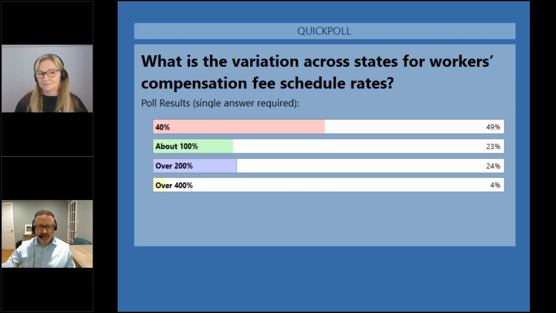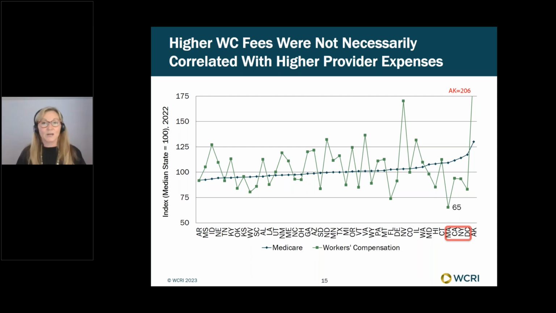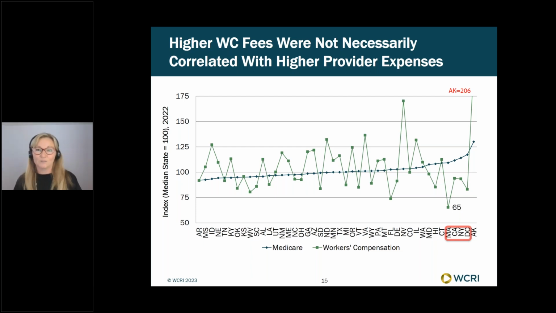So, it looks like 49% said 40%, 23% said about 100%, 24% said over 200, and only 4% said over 400. So there you go, Olesya. Yeah, and it's great to hear from you. And for workers' compensation, we actually observed slightly more than 200% difference between the state with lowest and the highest fee schedule rates. And it's illustrated here on a chart.